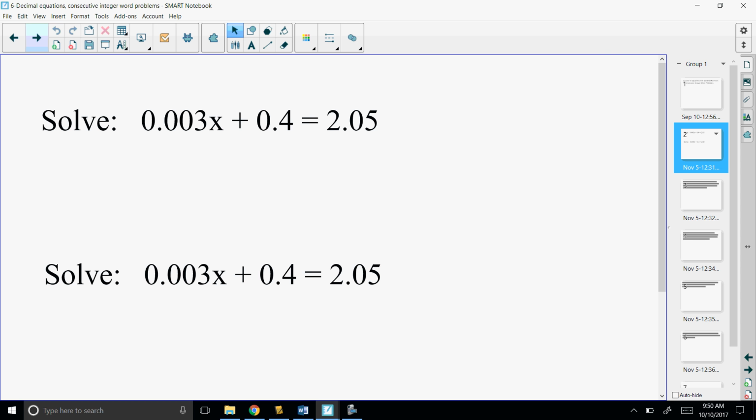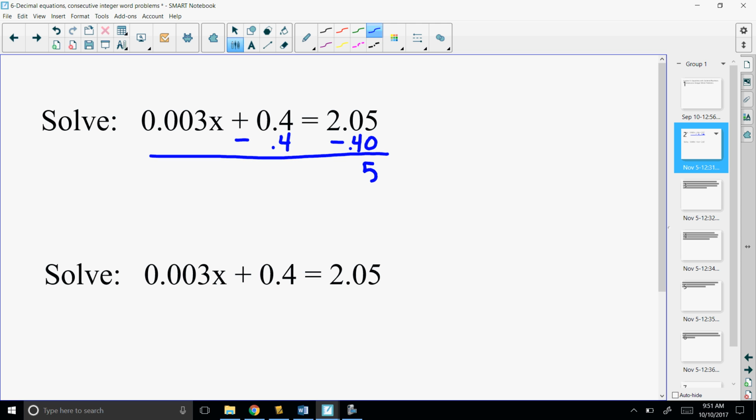So how do I solve a problem like that? Well, I think most of you would realize that I need to move the 4 tenths over to the other side by subtracting it, doing the opposite operation. And oh yeah, when I subtract decimals, I have to line up the decimal point. So then I go ahead and subtract. The 2 becomes a 1. I have to borrow. I get 1 6500ths, and that's equal to the 3,000 x.